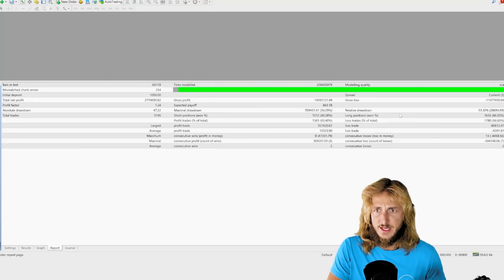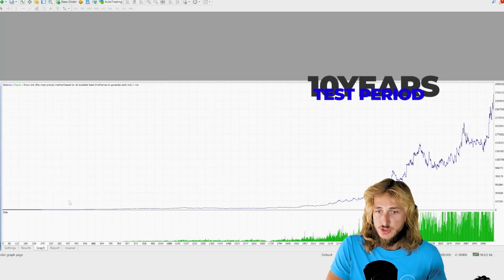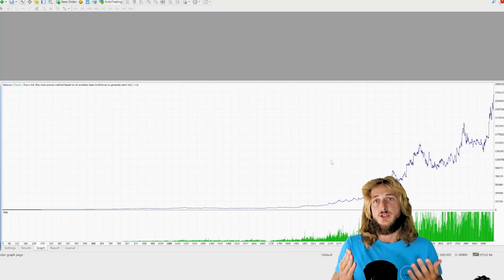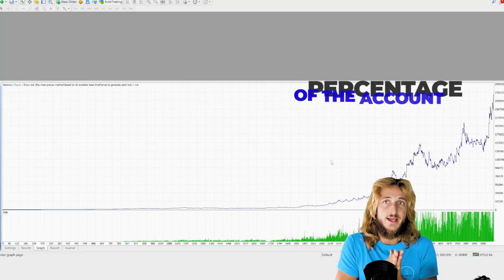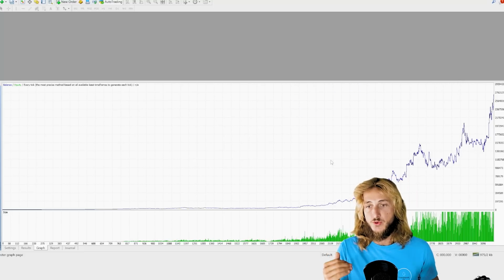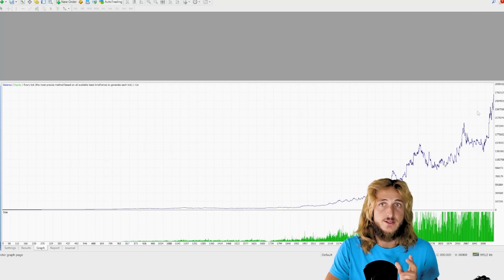And this has been done on 10 years, right? So you can see here the account growth was on the exponential side, because it was risking an exponential percentage of account per trade. So as the account was growing, the risk per trade was growing with it, okay? So after 5 years, you can see there was not that much growth, but then that is where things really start to get juicy.